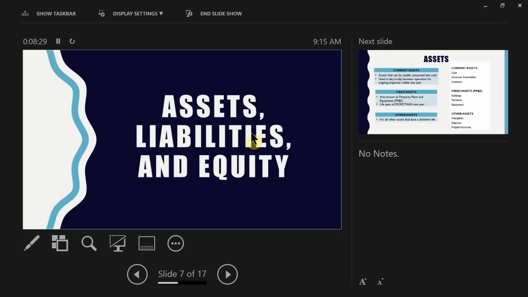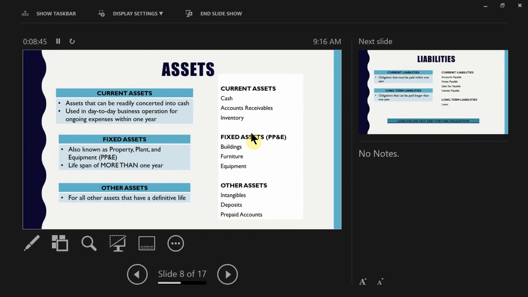So now we're going to get into assets, liabilities, and equity. We're going to be looking into each account type and what each one has as far as categories. All right, so assets, okay, again, are everything that you own or anything that you have ownership to. Typically, assets are organized based on how easily they can be converted into cash.